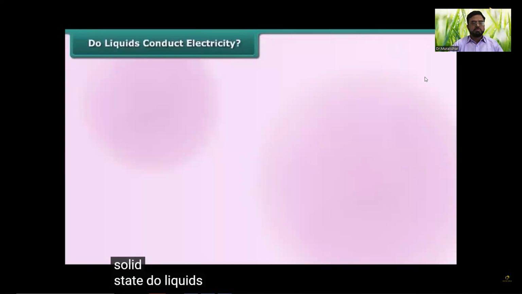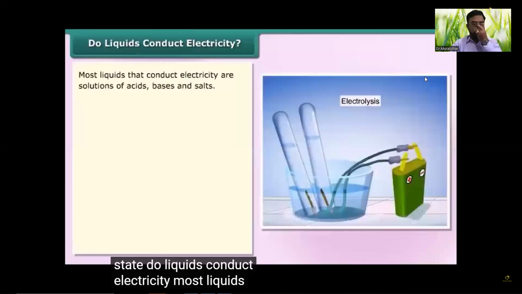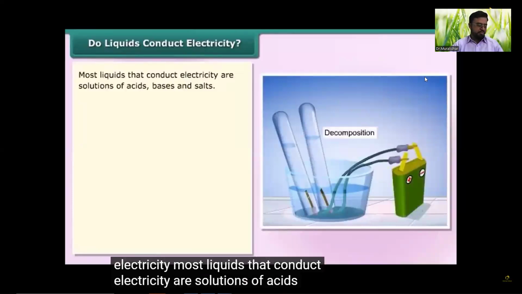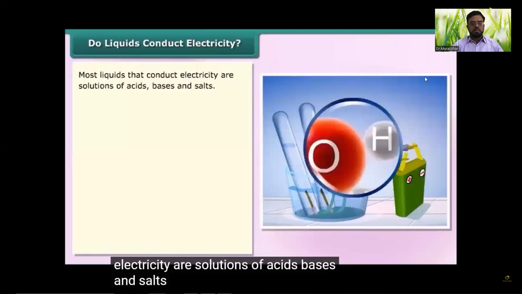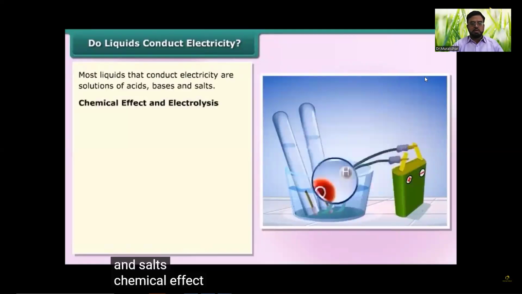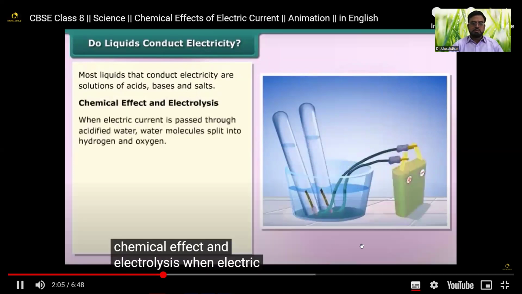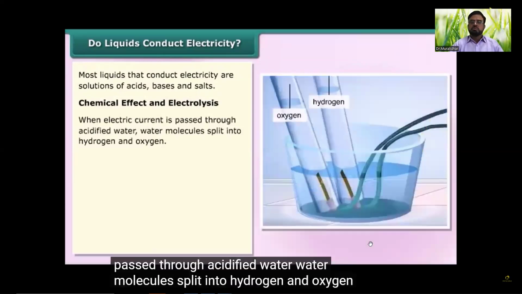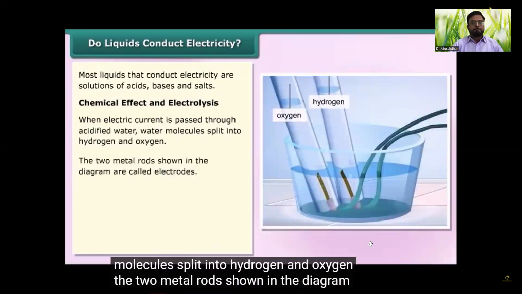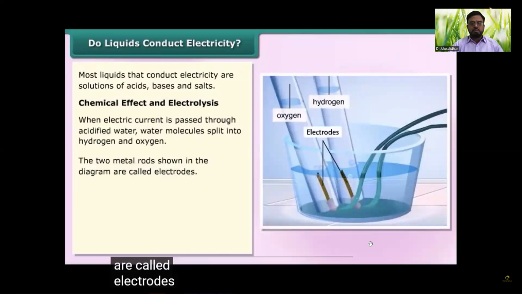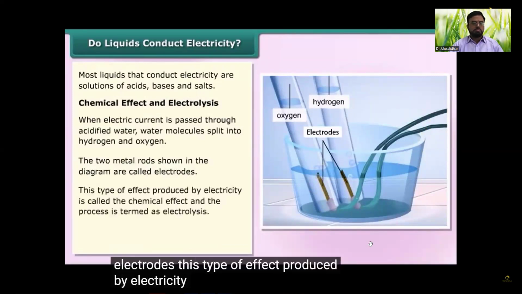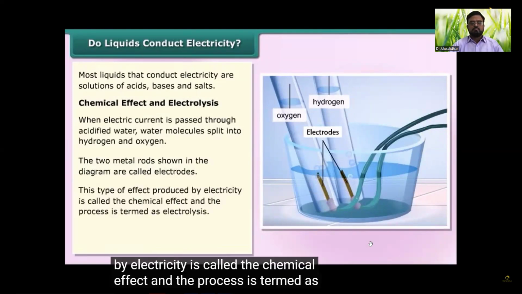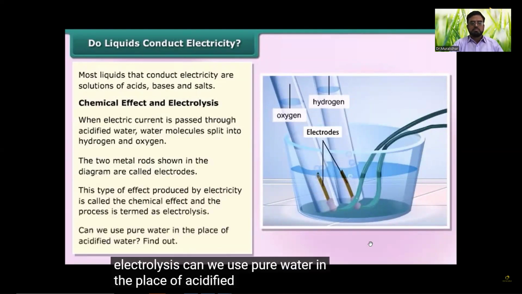Do liquids conduct electricity? Most liquids that conduct electricity are solutions of acids, bases and salts. Chemical effect and electrolysis. When electric current is passed through acidified water, water molecules split into hydrogen and oxygen. The two metal rods shown in the diagram are called electrodes. This type of effect produced by electricity is called the chemical effect and the process is termed electrolysis. Can we use pure water in place of acidified water? Find out. Pure water is a bad conductor.